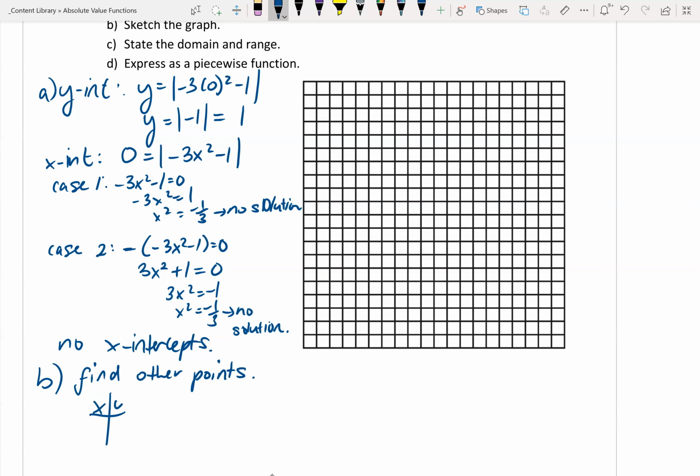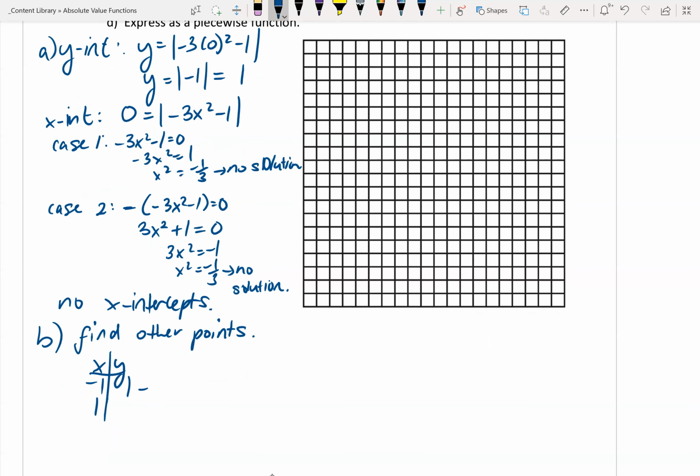And I'm just going to pick x equals 1 and x equals -1. I'll put it into our f of x function. So this is going to be -3 minus 1, which is -4, and the absolute value of -4 is 4. Now I'll do it for x equals 1. We get -3 minus 1. Absolute value of -4 is 4. So I have 3 points. I think that's enough for us to graph.